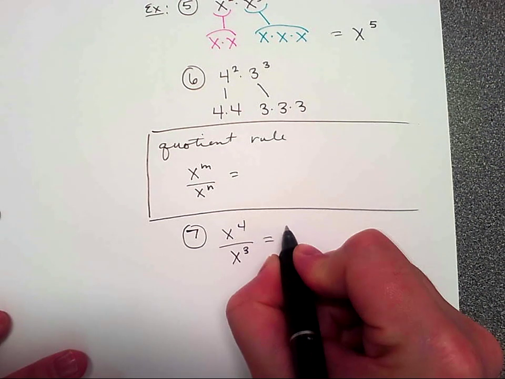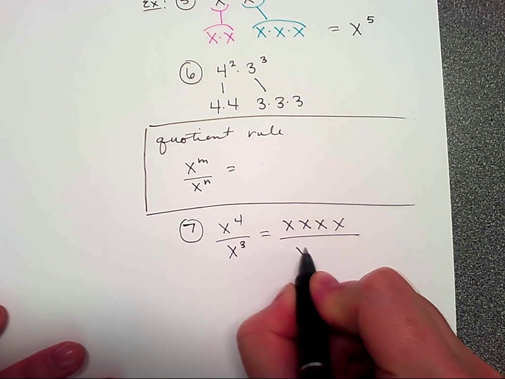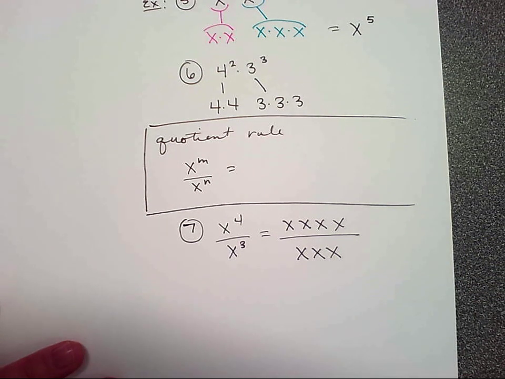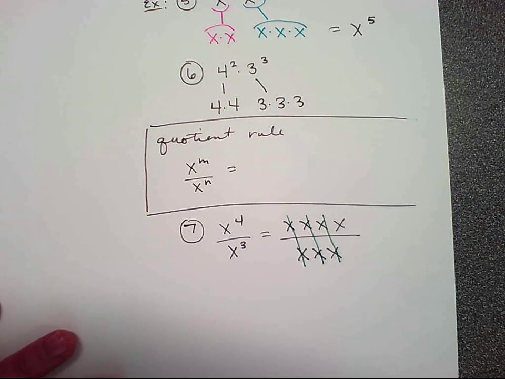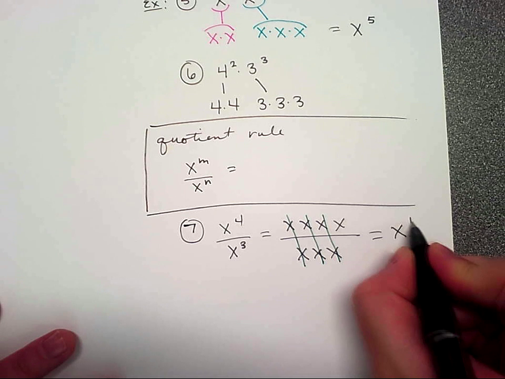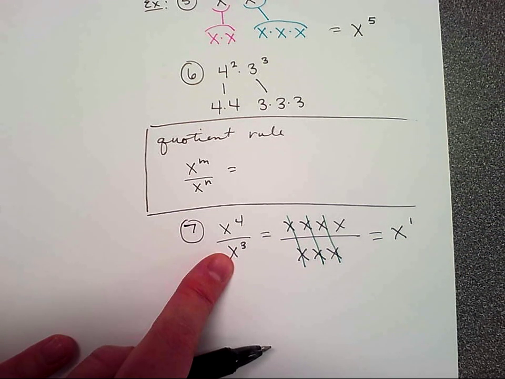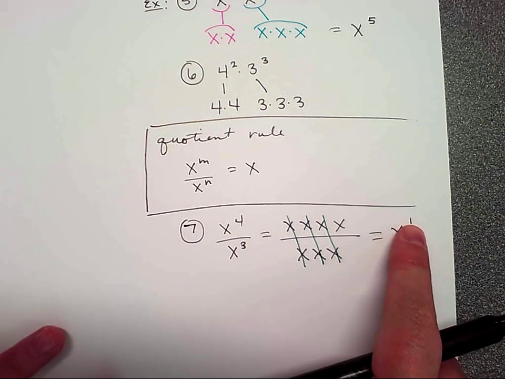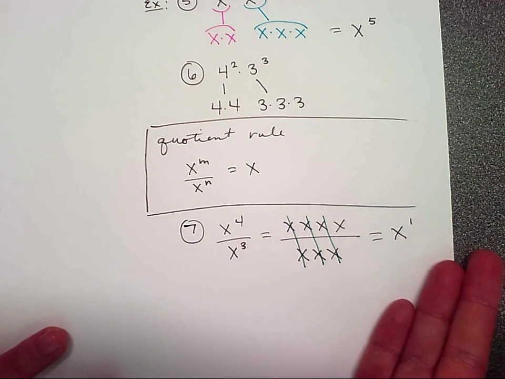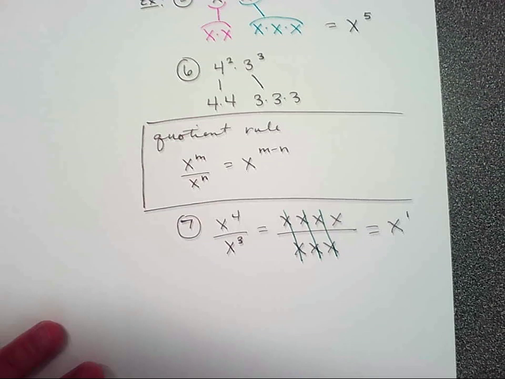Okay, x to the 4th is x times x times x times x, 4 times, right? X to the 3rd is x times x times x. Okay, now let's cancel our common factors. X over x is 1. So what am I left with? I'm left with x to the 1st power. So how did I get that? What is it, Gemma? Subtract. Good. So I subtracted. I said 4 minus 3 equals 1, right? If you don't remember, come up with an example. Again, they're the same bases, right?